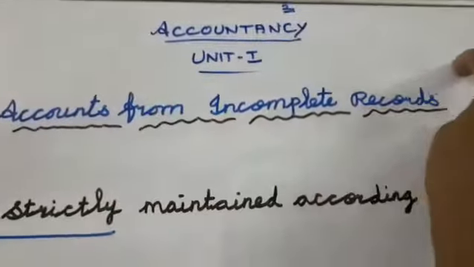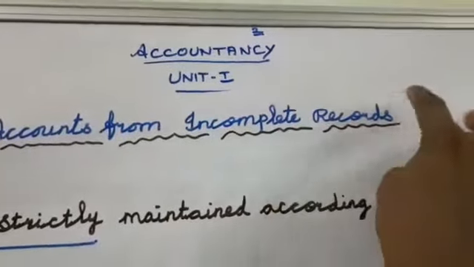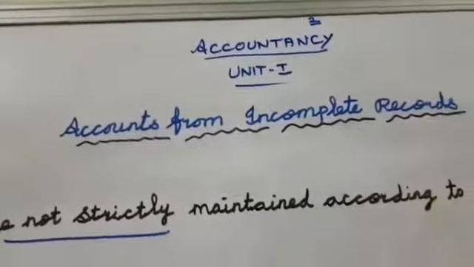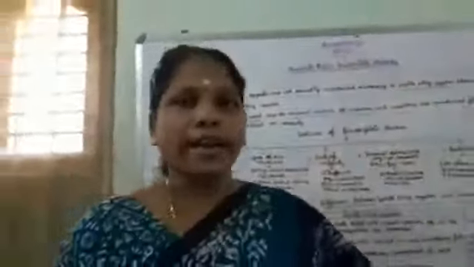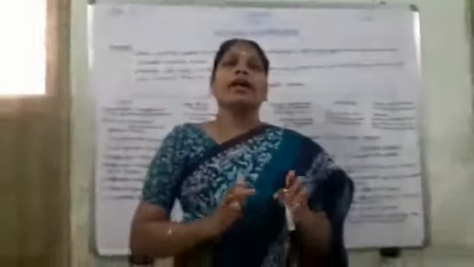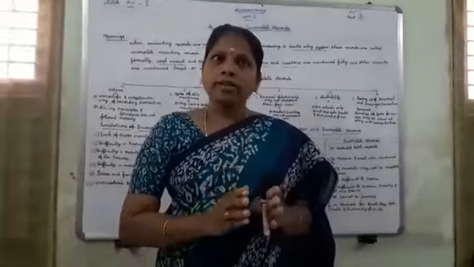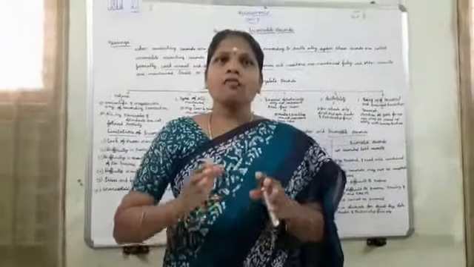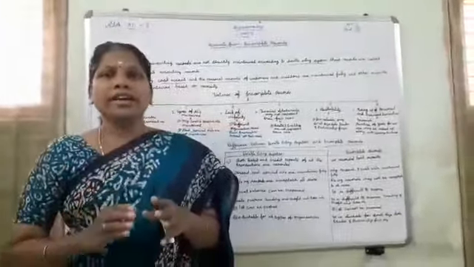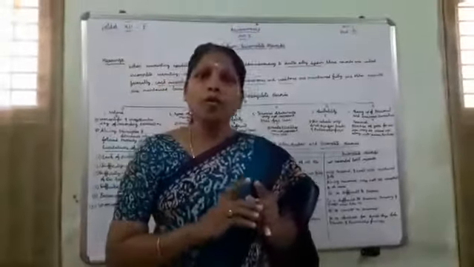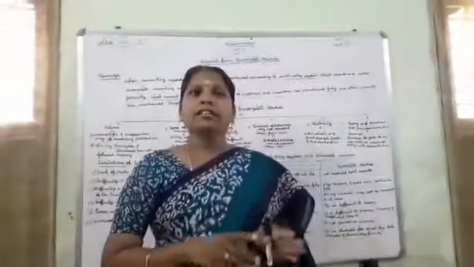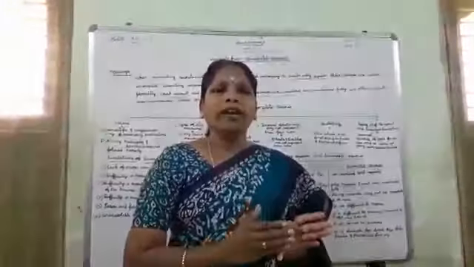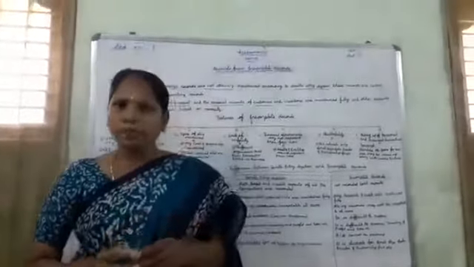From this topic, we can easily understand the meaning of incomplete records. That is, in the sense, some of the transactions are recorded fully, some of the transactions are fully omitted, and some of the transactions are entered with only one aspect of the transaction. This kind of recording of transactions is called incomplete records.